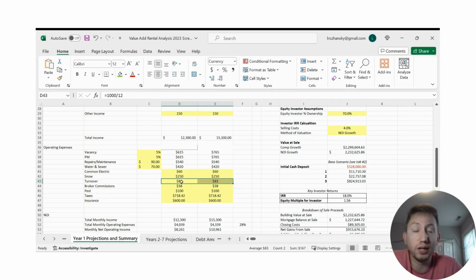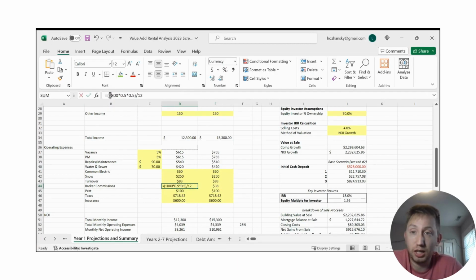Again, if you have more units, or if you think you're going to have more units turning over per year, you're going to want to obviously increase this line item. And then same thing with broker commissions. Obviously, every time we turn over the unit, we have to hire a real estate agent to rent out the unit. In this case, you can see this should actually be 25.